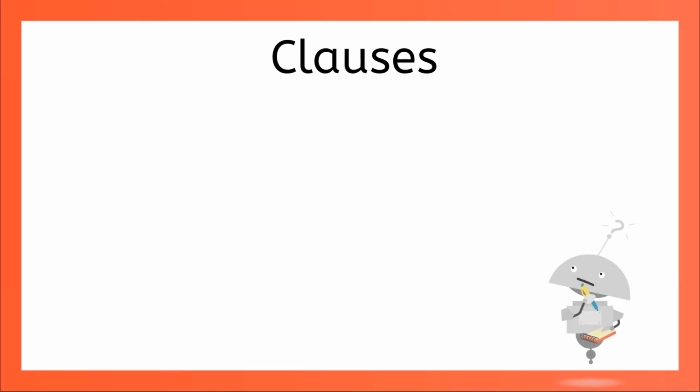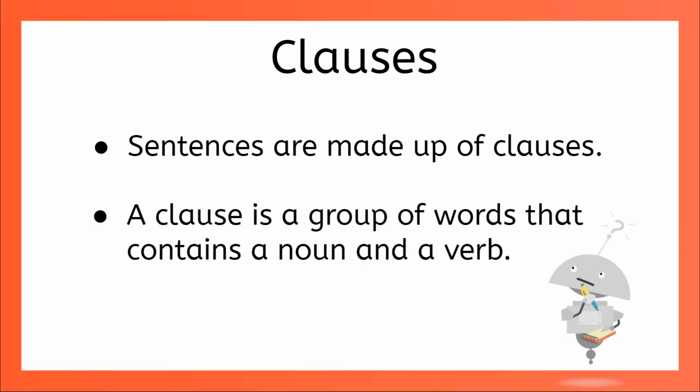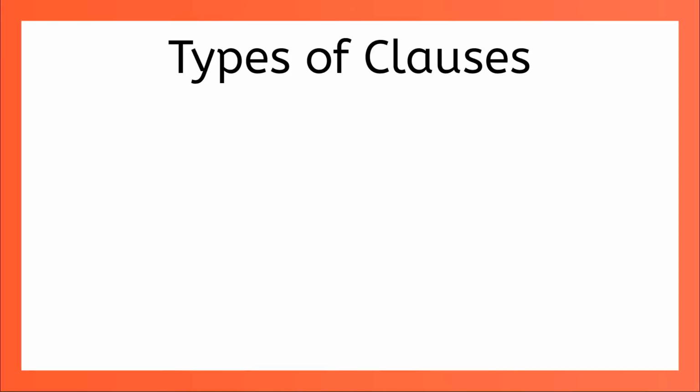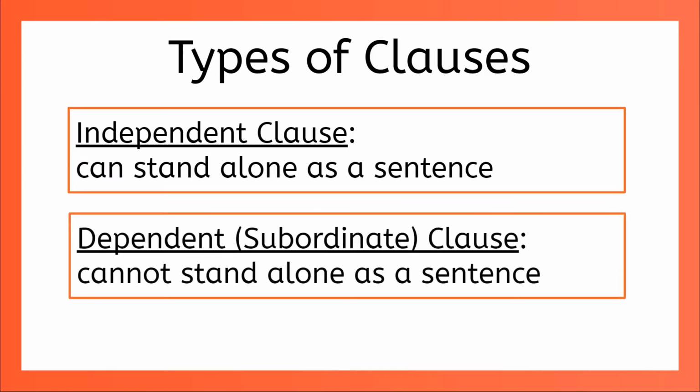It's important to remember that sentences are made up of clauses. A clause is a group of words that contains both a noun and a verb. Of course, there are different types of clauses too. The independent clause can stand alone as a complete sentence, and the dependent clause, also known as a subordinate clause, cannot stand alone as a sentence, even though it has a subject and a verb. Dependent clauses usually begin with subordinating conjunctions.